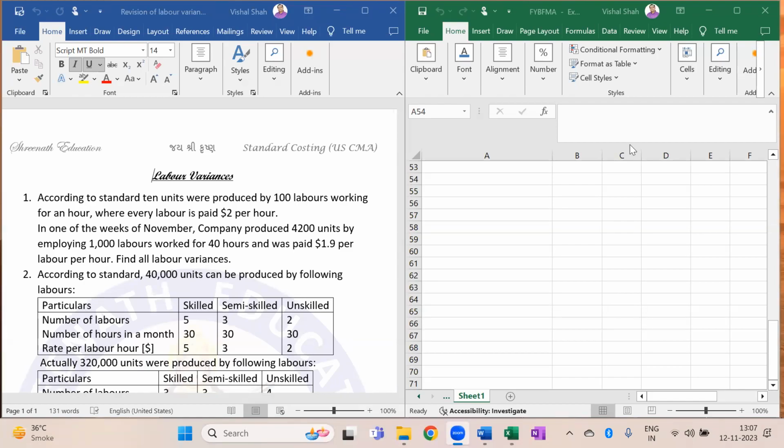Good afternoon, all. The second session of standard costing revision. Today, we are going to revise labor variances. Labor variances is not big as material variances. I would rather say it is on par or on the track of material variances.